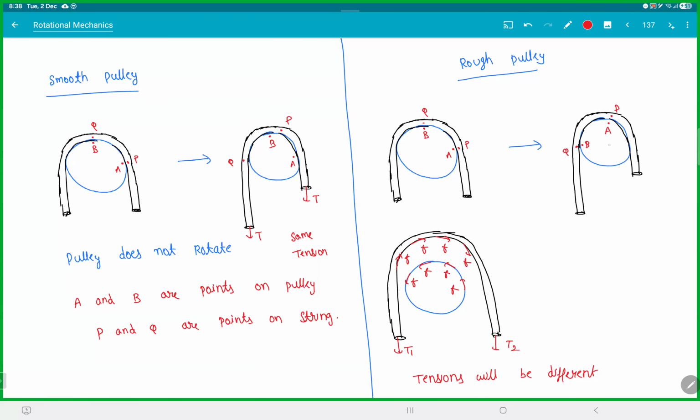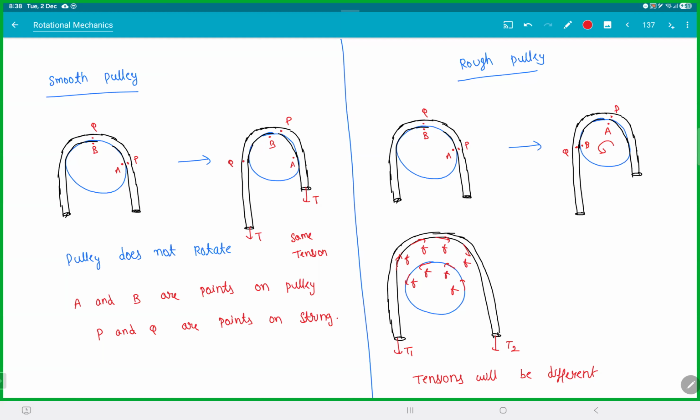You're getting it? The pulley has rotated. In this scenario, the pulley didn't rotate. Are you clear with the difference? So when you have a rough pulley, two things happen. One, the pulley is also rotating, so there's no slipping there. Second, the tensions on both the sides need not be the same.